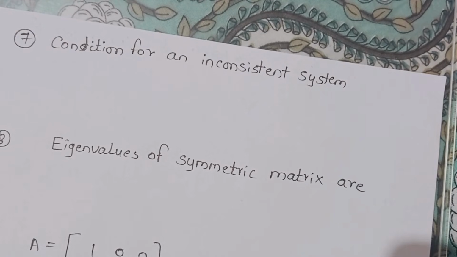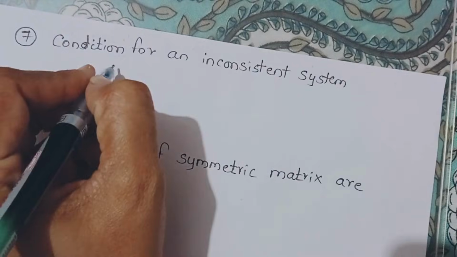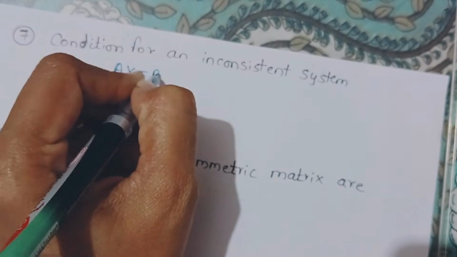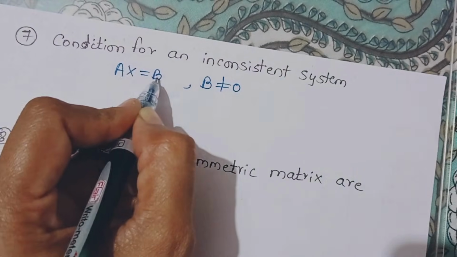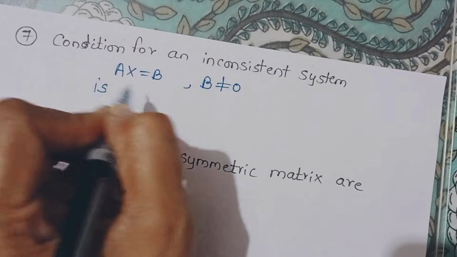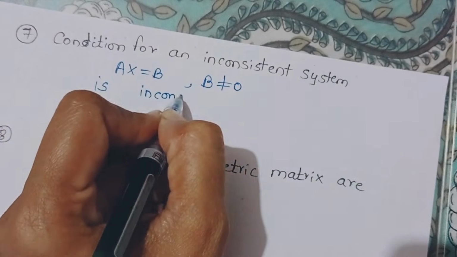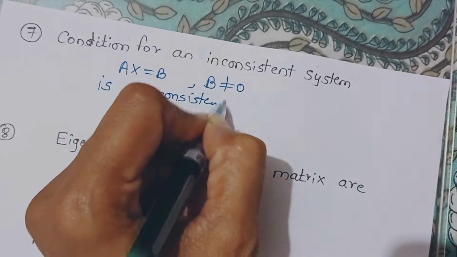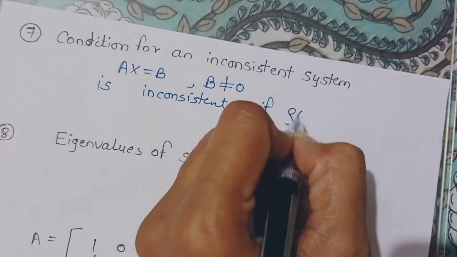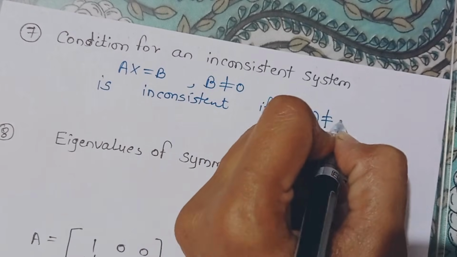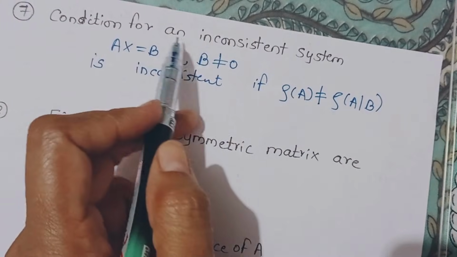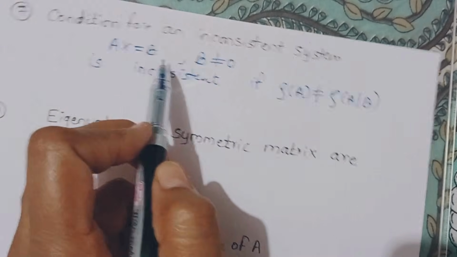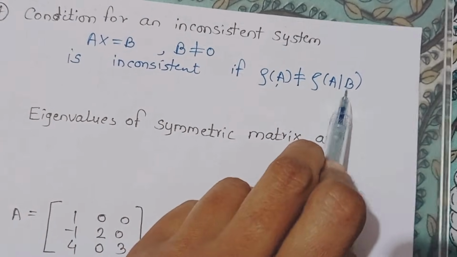So the next question is, what is the condition for an inconsistent system in terms of rank? Given the system Ax is equal to B, where B is not equal to 0, the non-homogeneous system is inconsistent if and only if rank of A is not equal to rank of the augmented matrix AB. So the condition for an inconsistent system is rank of A is not equal to rank of AB.